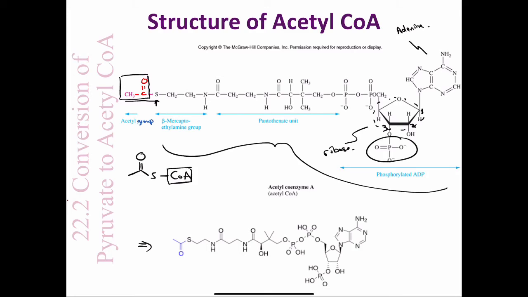And that phosphorylated ADP is linked to the pantothenate unit, which comes from pantothenic acid. So that's this part here. And pantothenic acid is vitamin B5. Next, we have the beta-mercaptoethylamine unit here. And then we have the acetyl group on the end. And thus you can see why it's much more preferable for scientists to just write a shorthand like this. So, our acetyl coenzyme A.